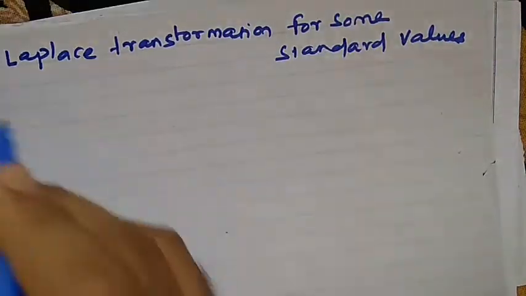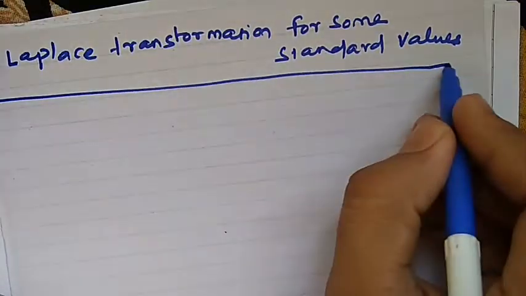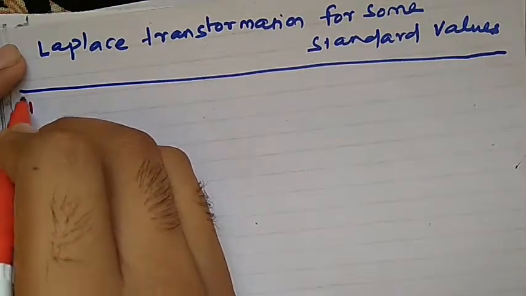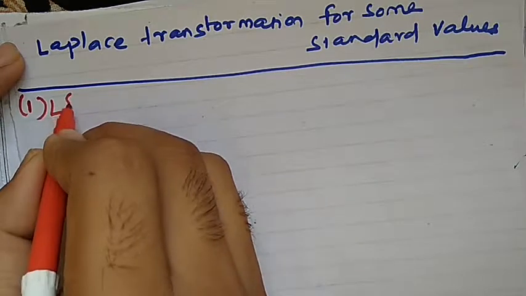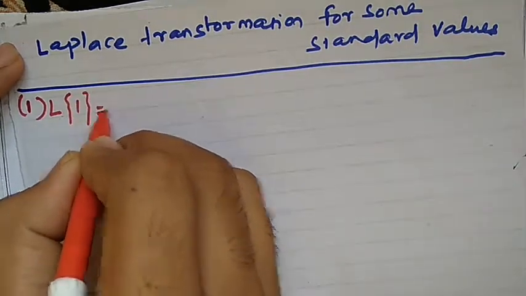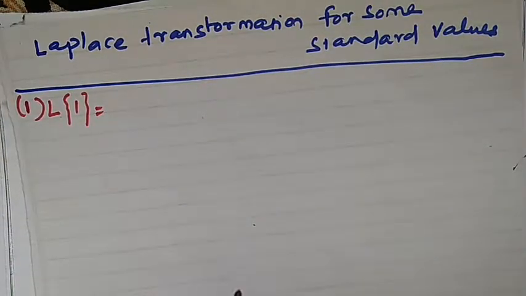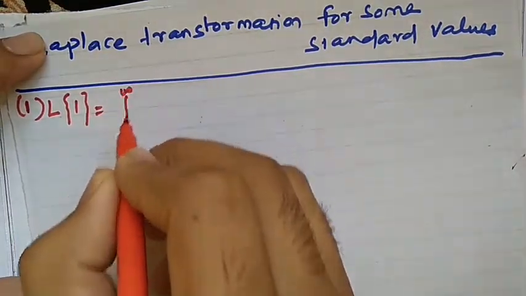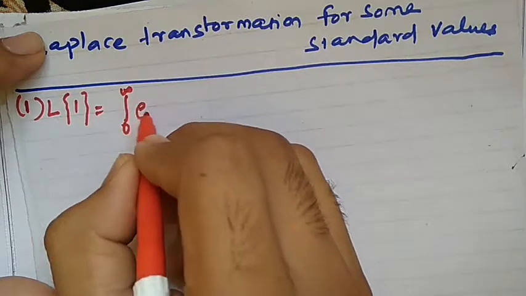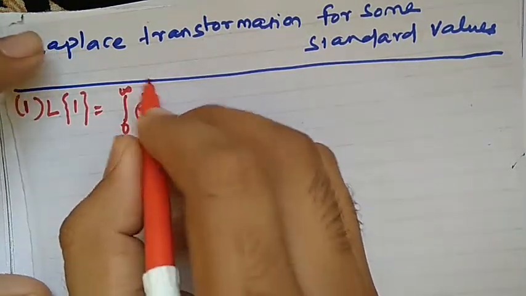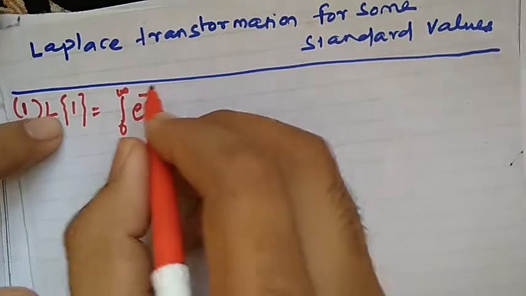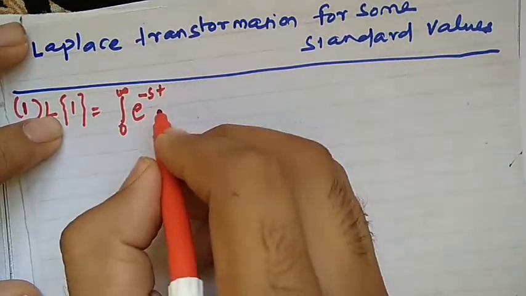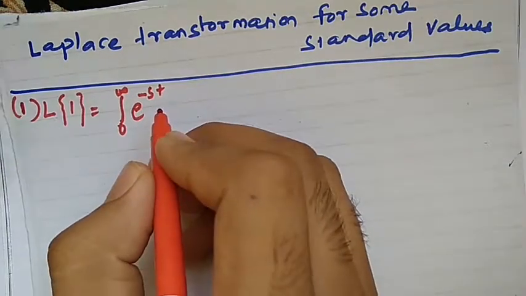Okay, so first is the Laplace transformation of 1. What is the Laplace transform of 1? This will be the integral from 0 to infinity of e to the power minus s t, because our variable is t, times 1, which is f of t, dt.